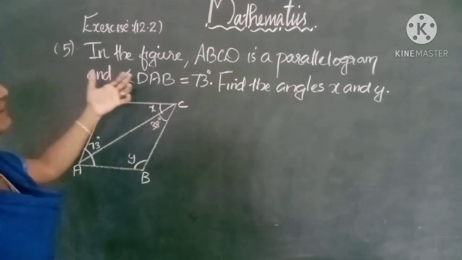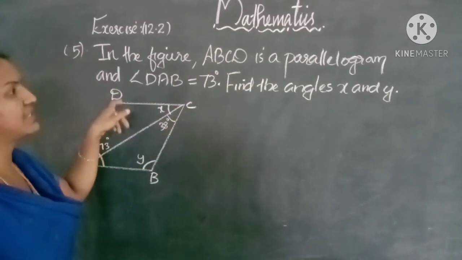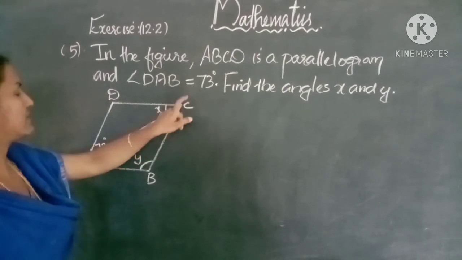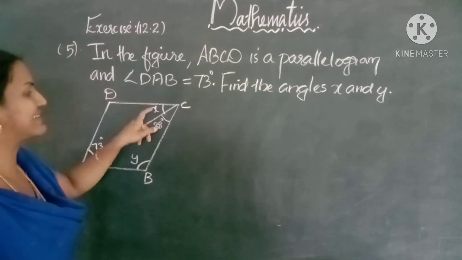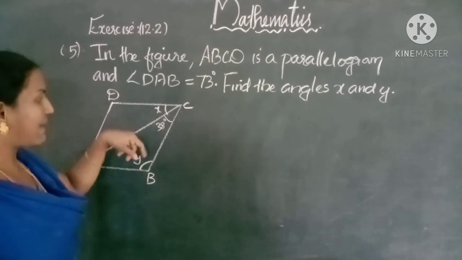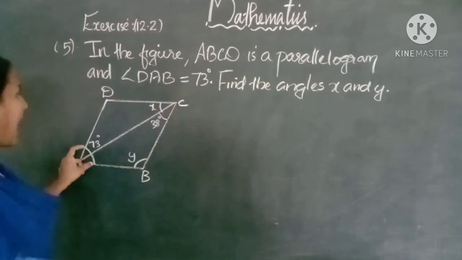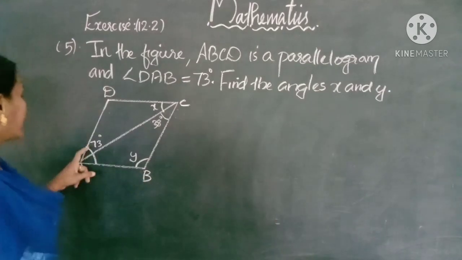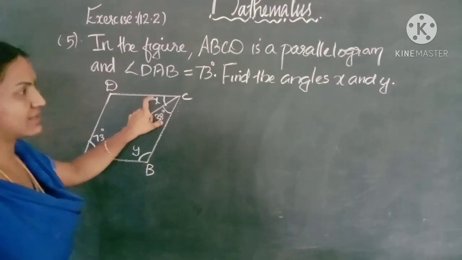Question number 5. In the figure, ABCD is a parallelogram and angle DAB is equal to 73 degrees. Find the angles x and y. In a parallelogram, we studied that the opposite angles are equal. So, angle A and angle C are equal. So, 73 is equal to x plus 38.